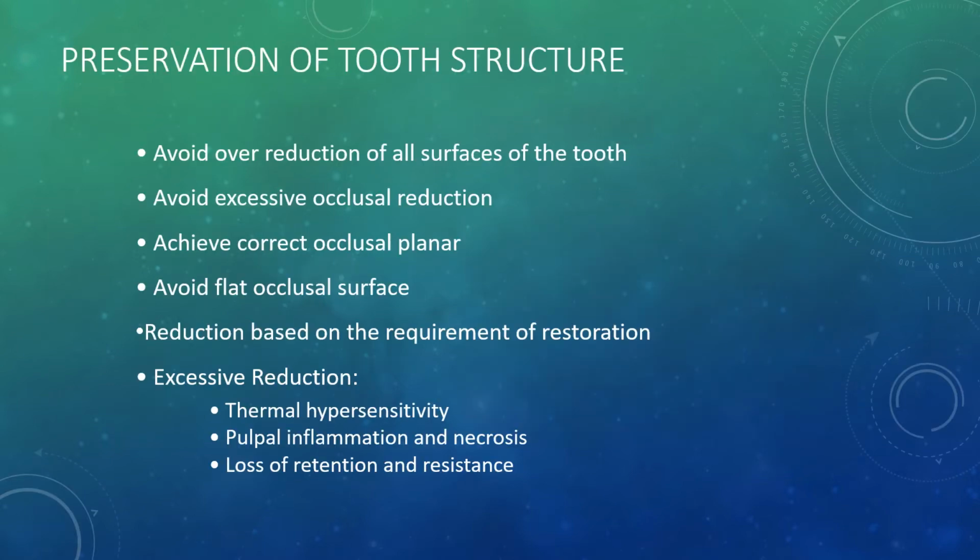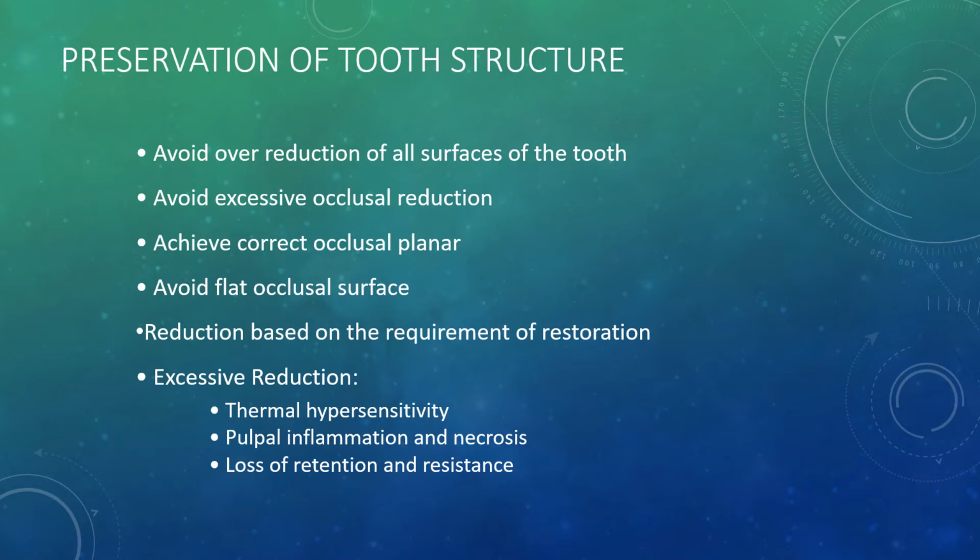So why do we preserve the tooth structure? You are avoiding reduction of all the surfaces of the tooth, as I mentioned earlier. Then you are also avoiding excessive occlusal reduction to achieve a correct occlusal plane, because your crown has to be in line with the existing occlusion of the patient, and at the same time you should also avoid giving a flat occlusal surface.